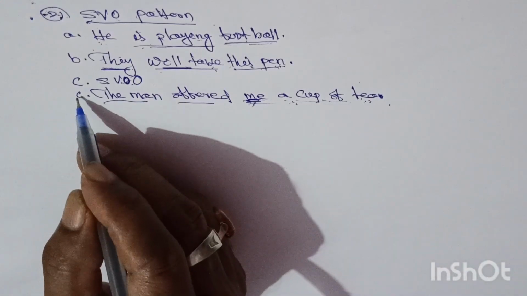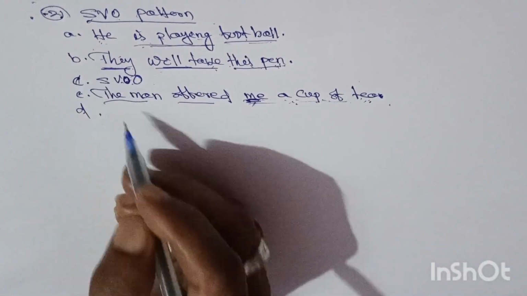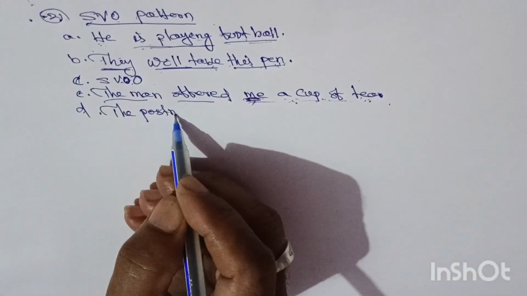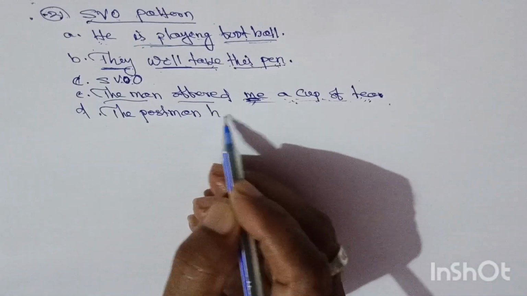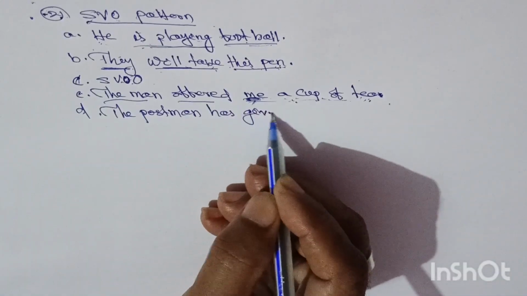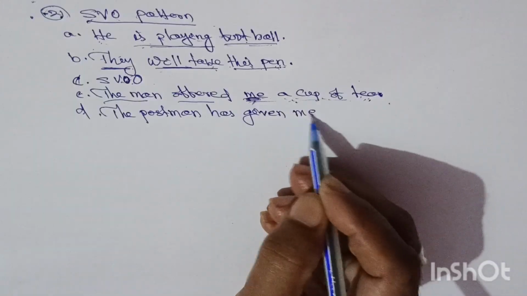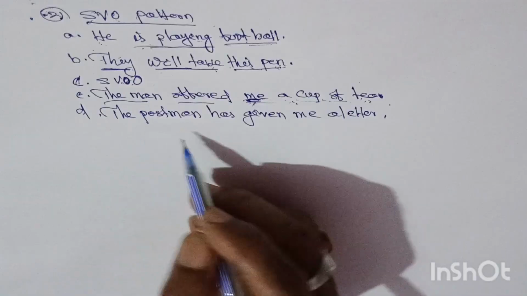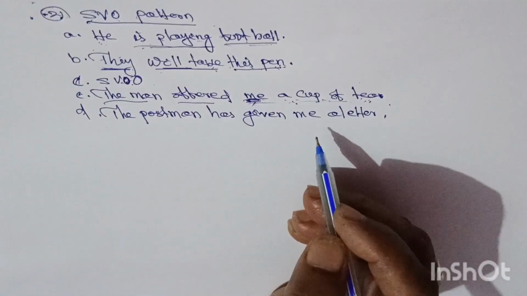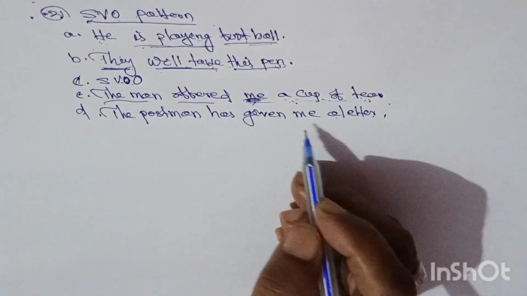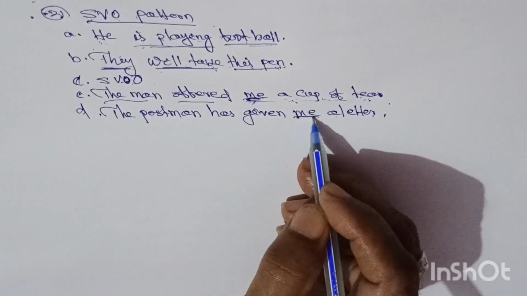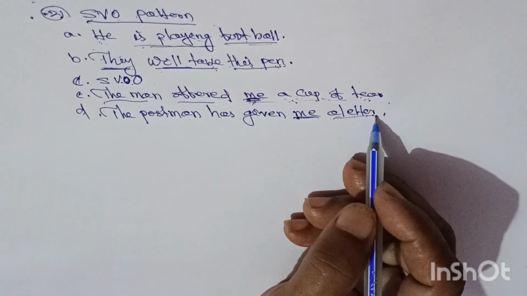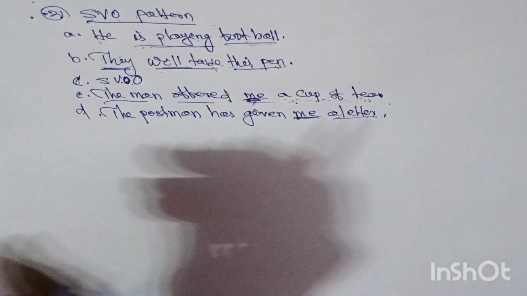Second example: the postman has given me a letter. Here also in this sentence there are two objects. One is me, the other is a letter. Me refers to a person, so it is the indirect object. A letter refers to a thing, so it is the direct object. So there are two types of objects.